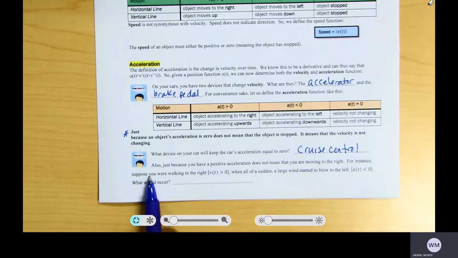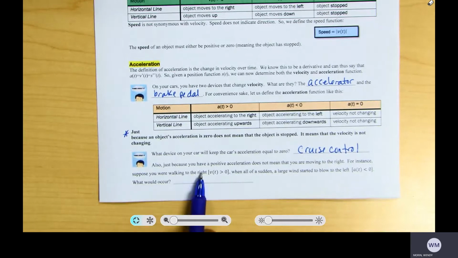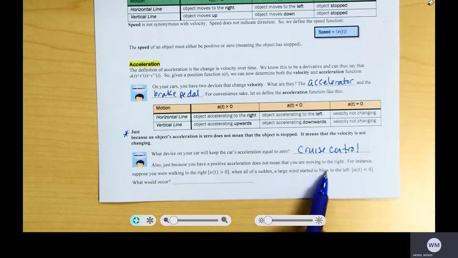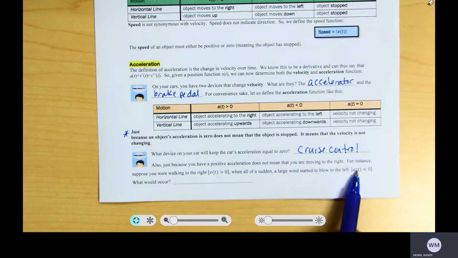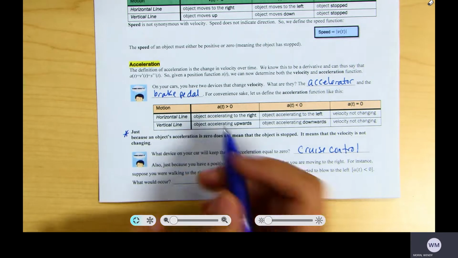For instance, suppose you are walking to the right. That means our velocity is positive. When all of a sudden a large wind starts to blow to the left, that would mean your acceleration is negative. What would occur? If you were walking to the right and the wind blew to the left, so the wind's blowing directly at you, what would happen? Slow down, right?